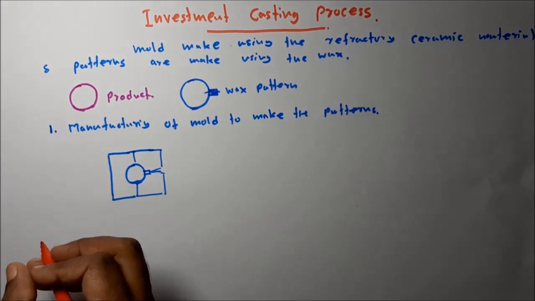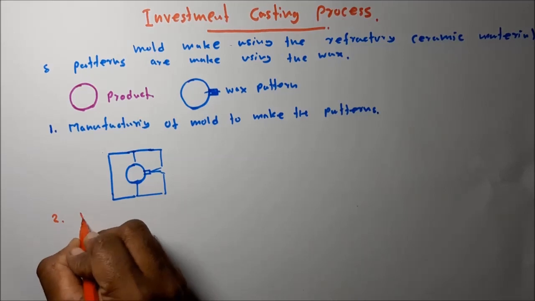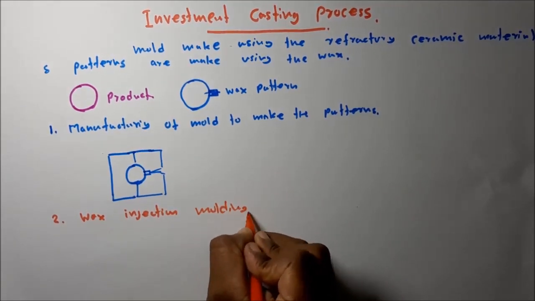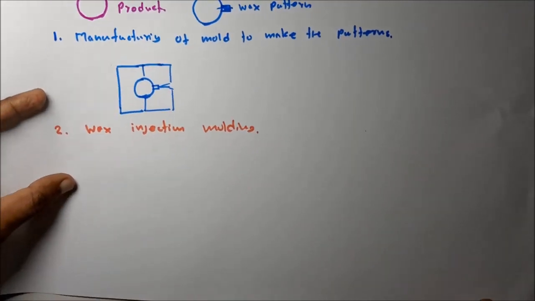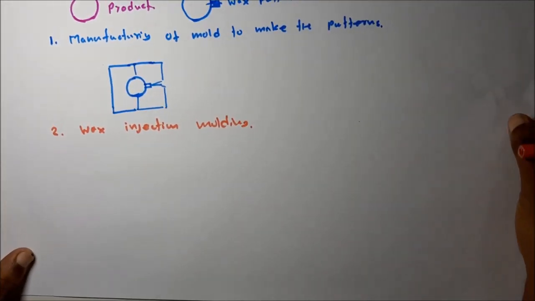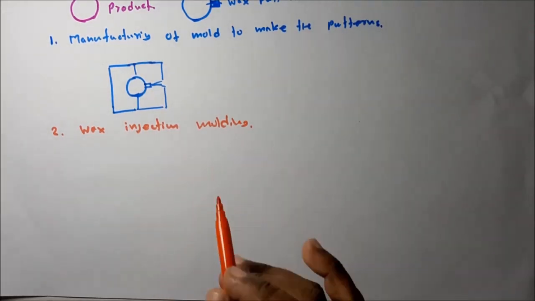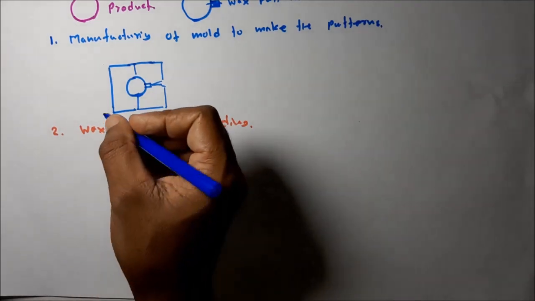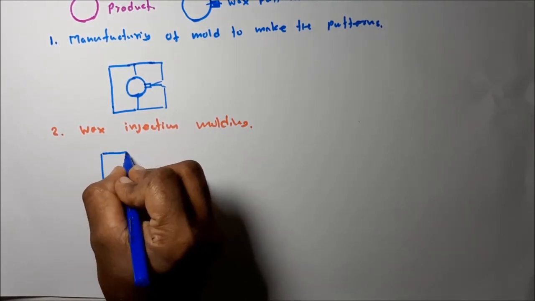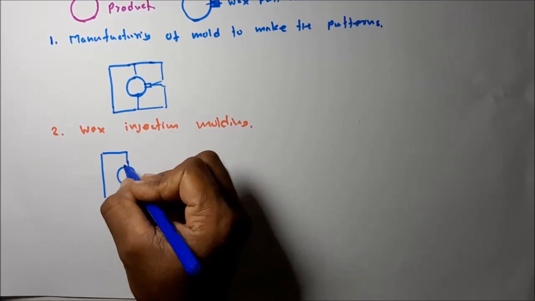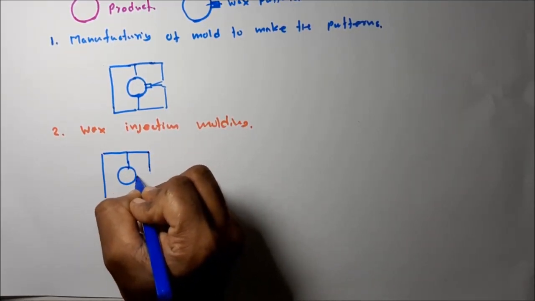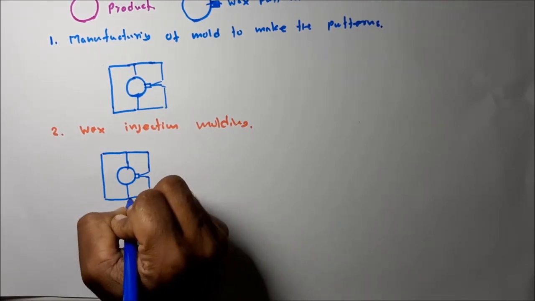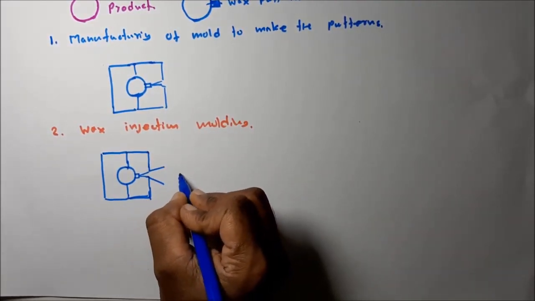So next, step 2, wax injection molding. This mold is connected to the injection molding machine. It is a specific type of injection molding machine, similar to the plastic injection molding process.